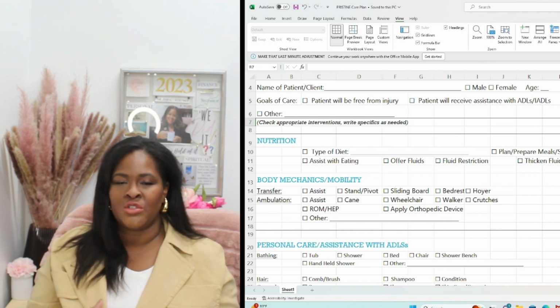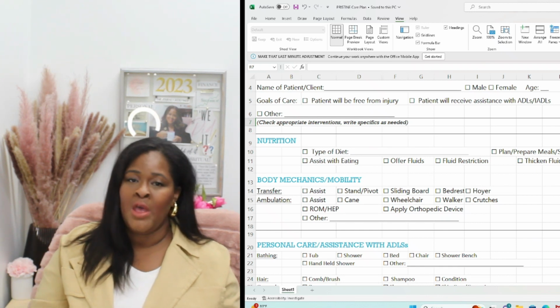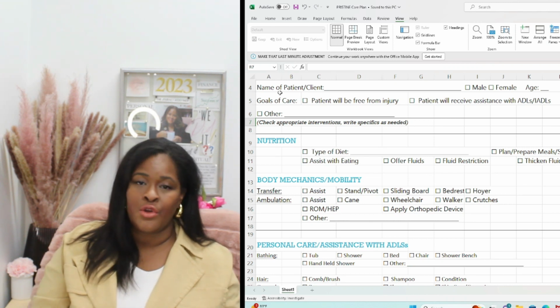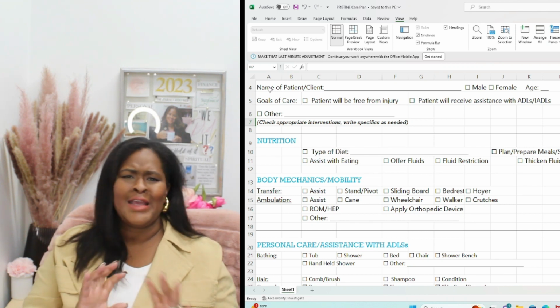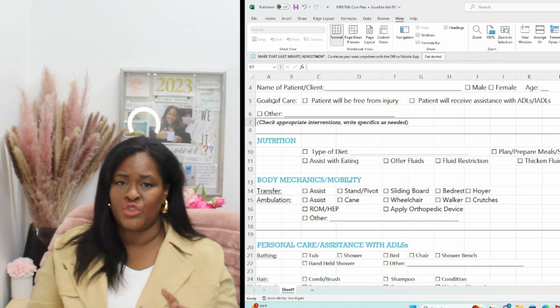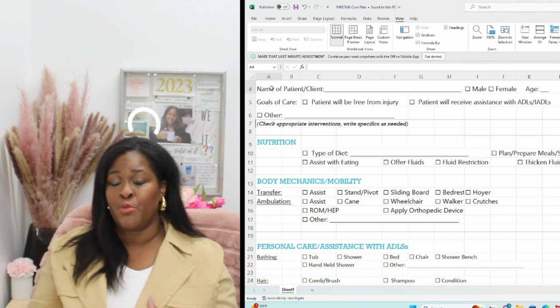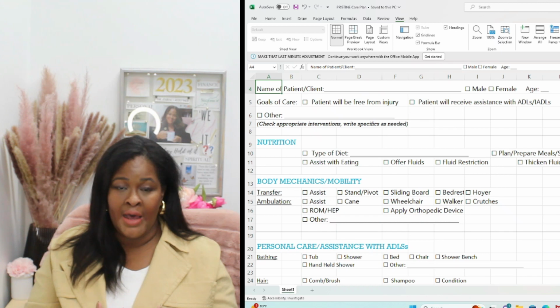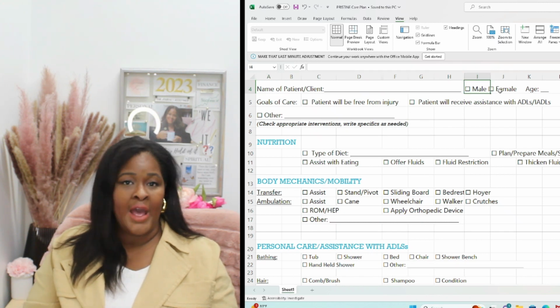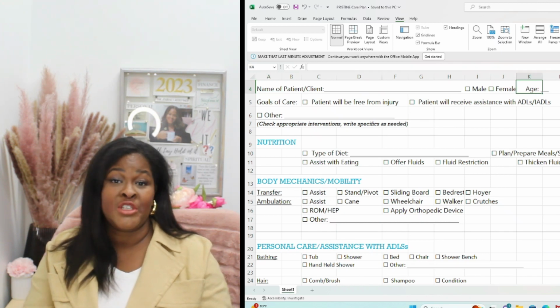So just information such as that client's name, their gender, how old they are, and again, this is customizable, so you may not have this information on your care plan. This is stuff that I have on mine, so if this is stuff that you don't want to have, of course that is completely up to you.